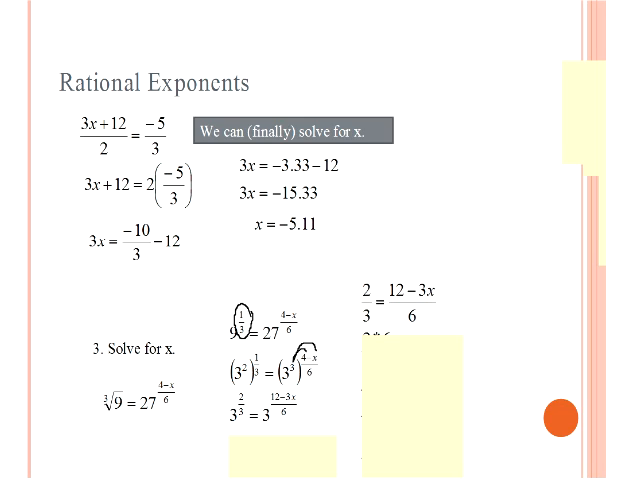Now my bases are the same, so my exponents have to be the same, so I can write a new equation just with the exponents, and I can undo what's being done to x. Multiplying both sides by 6, then I could subtract 12 from both sides, and then divide by negative 3.